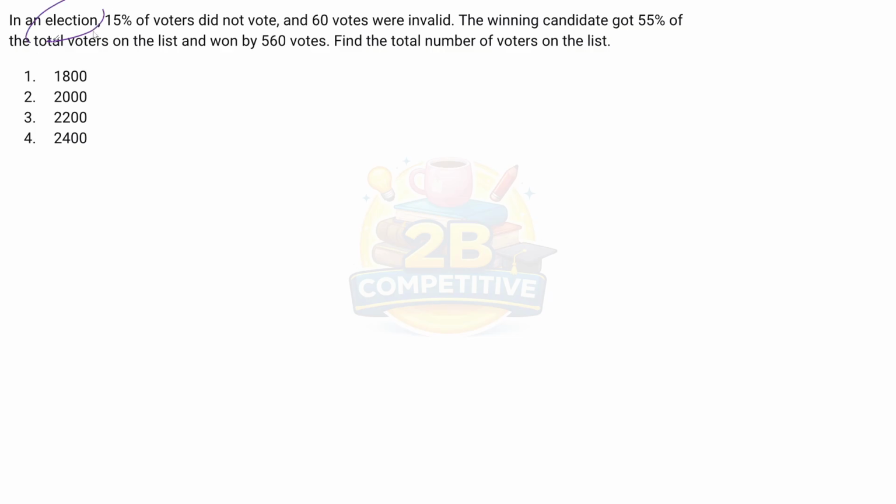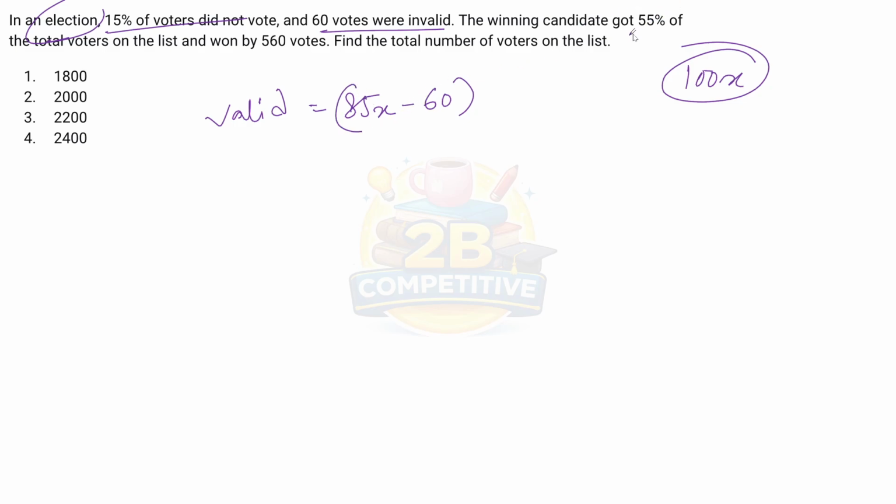Next, in an election. This election type of question is very much loved by SSC. So in an election, 15% of voters did not vote and 60 votes were invalid. So what are the valid votes? Let's say total votes is 100x. So valid votes will be 100 minus 15, that is 85x minus 60. That is the valid votes. The winning candidate got 55% of the total votes, meaning 100x, not the valid votes.